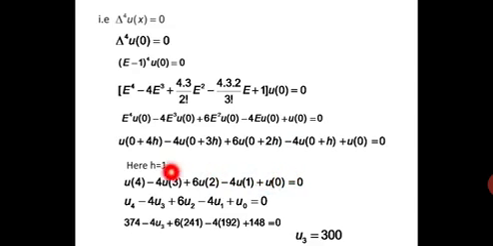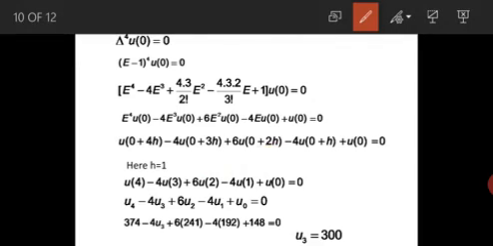Now what do you mean? As I told you, it is nothing but u suffix 4, I can write it. Right? I wrote all the values here. You can see it here. I wrote all the values with suffixes.